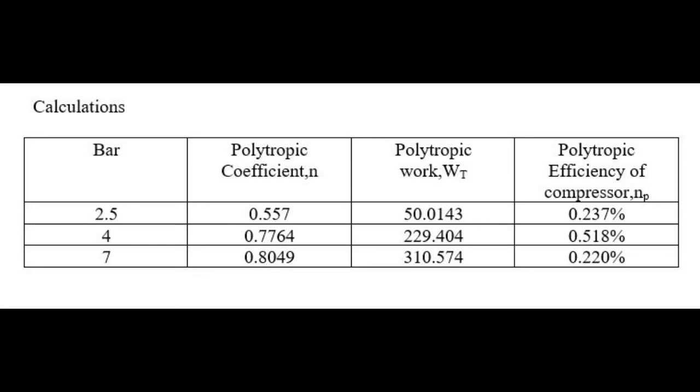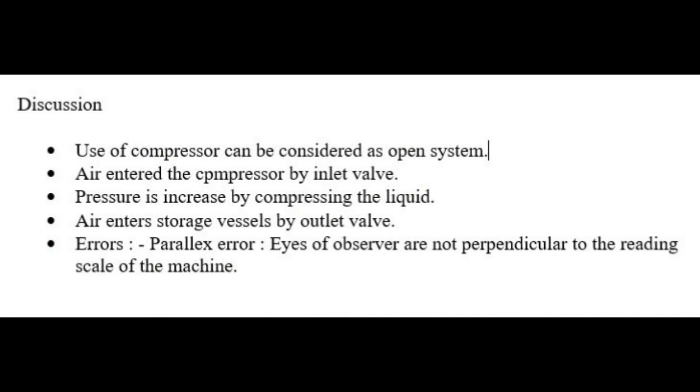For polytropic efficiency of the compressor, the values obtained for 2.5 bar, 4 bar and 7 bar are 0.237%, 0.518% and 0.220% respectively. Next, we proceed to discussions.